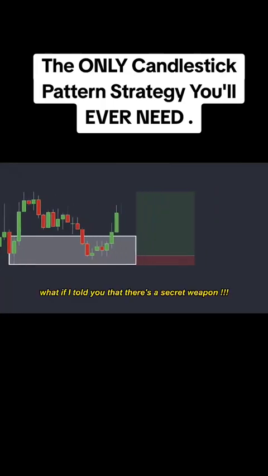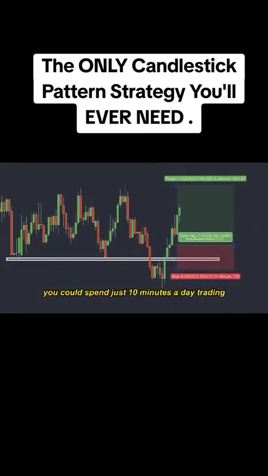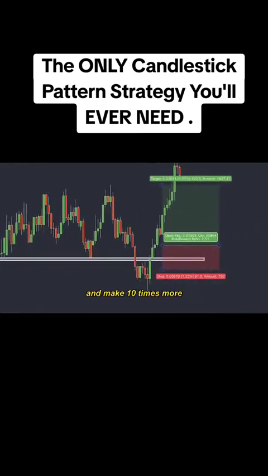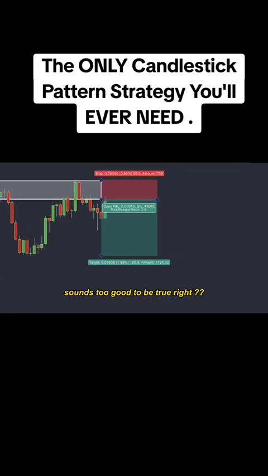What if I told you that there's a secret weapon buried deep within your charts, one that most traders overlook? And what if I said that by mastering this one powerful signal, you could spend just 10 minutes a day trading and make 10 times more than those glued to their screens all day? Sounds too good to be true, right?